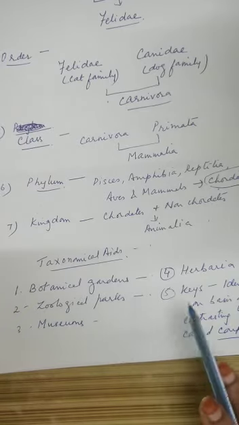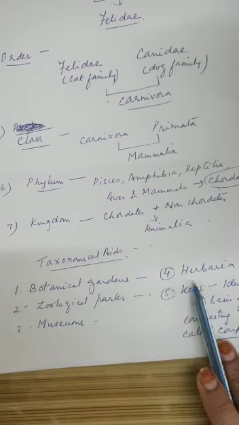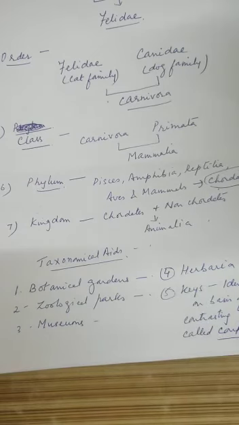Okay, then after the museums we come to herbaria. So now in case of herbaria, what is done is a part of the plant is basically taken up, and that is dried after stretching out well, so that each part of the plant that is required for study is present in that part.